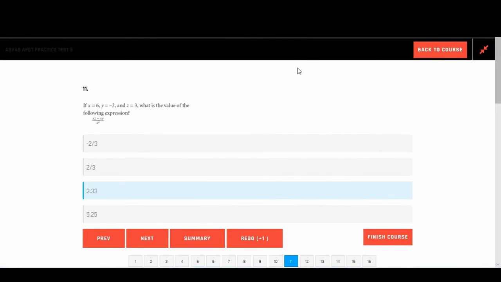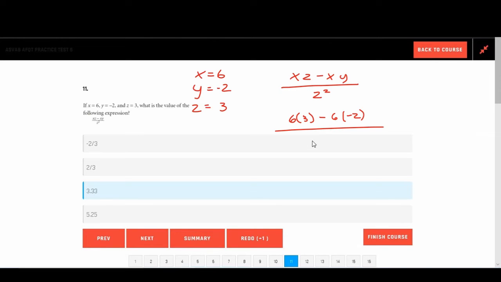Alright, number 11 says if x equals 6, so I'm just going to start copying it off to the side here on my scratch paper. Y equals -2 and z equals 3. What is the value of the following expression? So we have xz minus xy all over z squared. Let's go ahead and plug things in accordingly. We have 6 times 3 minus 6 times -2 all over 3 squared.